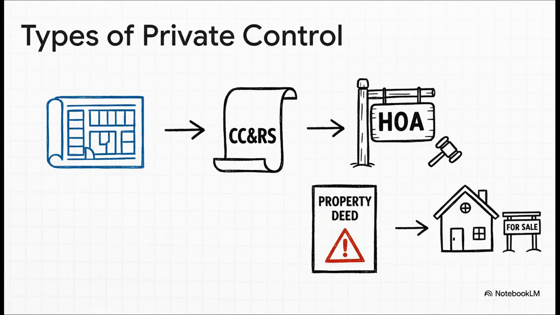So these private rules pop up in a few different ways. For a brand new subdivision, the developer will file a document called the CC&Rs. That stands for Covenants, Conditions, and Restrictions. These are basically the rule book that the Homeowners Association, or HOA, enforces. Now, a deed condition is way more serious. It's a rule so strict that if you break it, say you try to run a business from a home that's restricted to residential use, you could actually risk losing the property altogether.